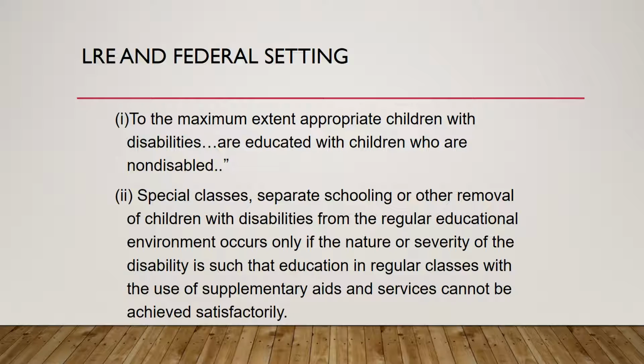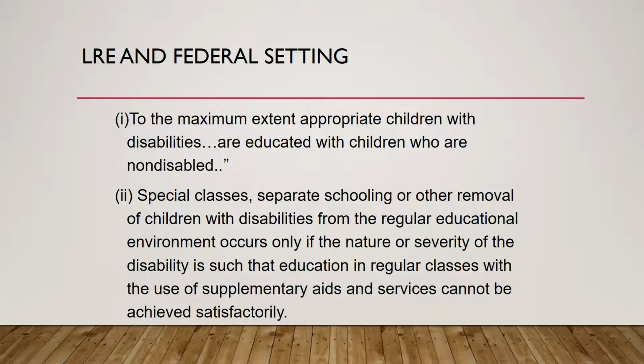Little i, Roman numeral 1, on this talks about, to the maximum extent appropriate, children with disabilities are educated with children who are non-disabled. So if we think about that settings chart, settings 1 and 2 are going to be their least restrictive because they are with students who are non-disabled for most of the day.